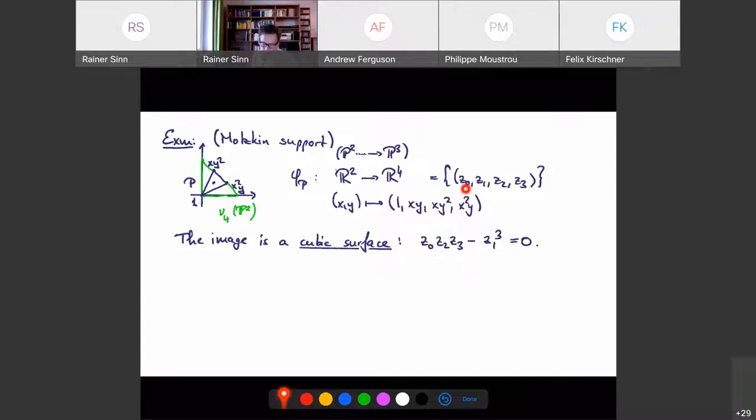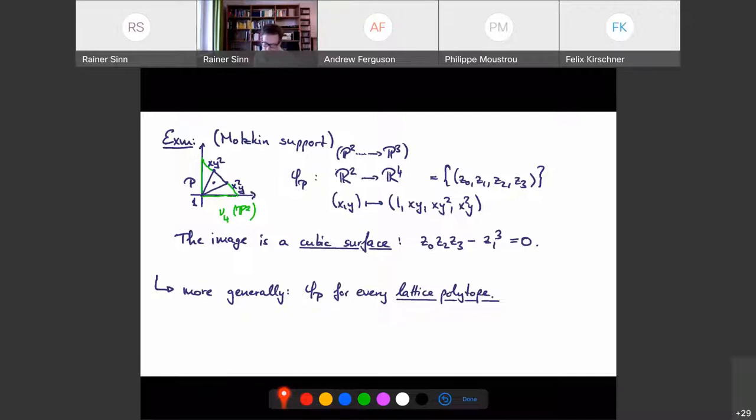If I choose coordinates z0 up to z3 on this R4, then you can check that whenever you plug such a vector of monomials into this equation, you get 0. This is just saying that if you multiply 1 times xy squared times x squared y, you get x cubed y cubed. So this certainly vanishes on every such vector of monomials, and conversely, you can write almost every solution to this equation in this form. You have to say almost every because there are some exceptions. This is an example for this specific simple lattice polygon.